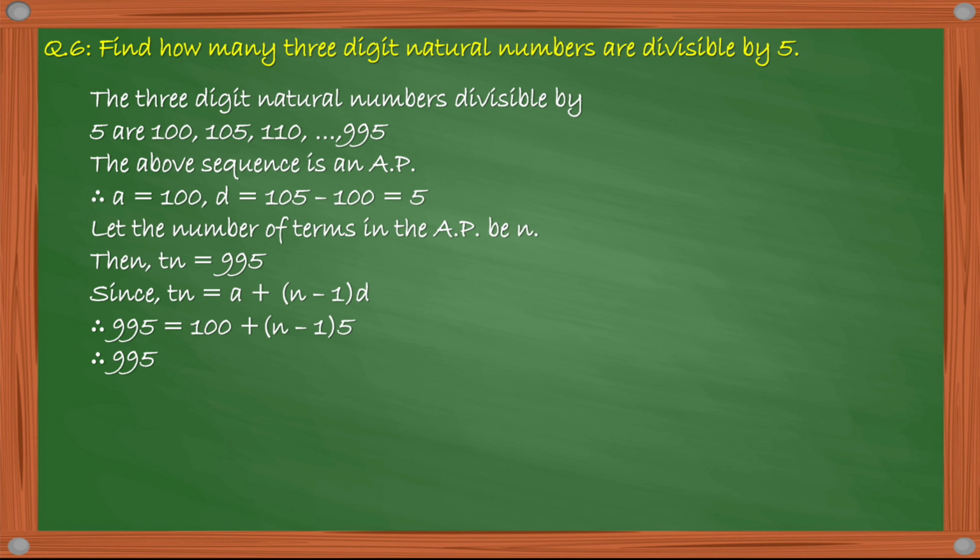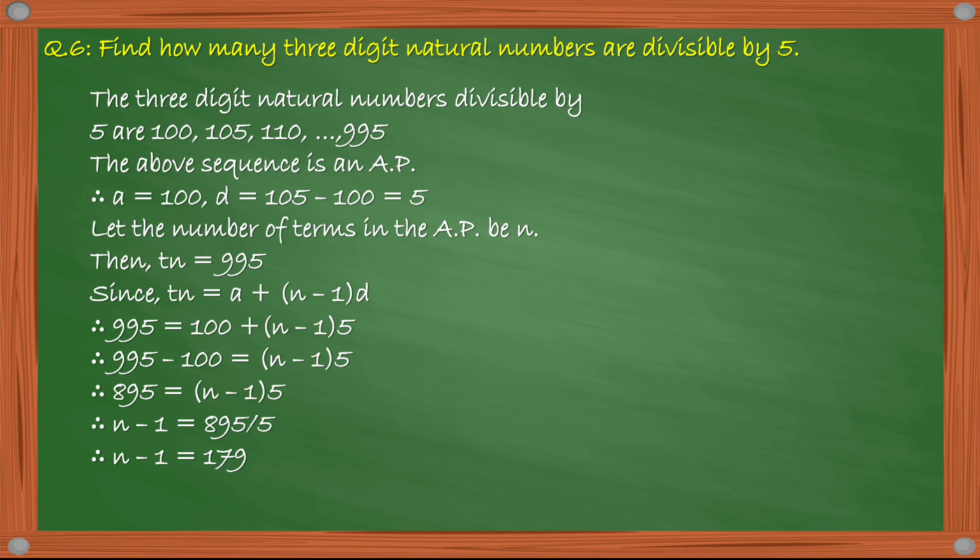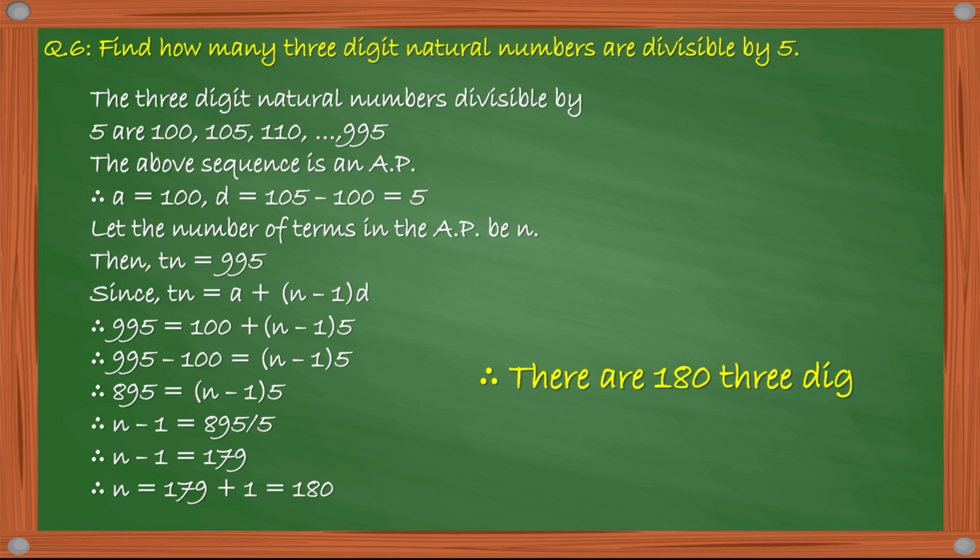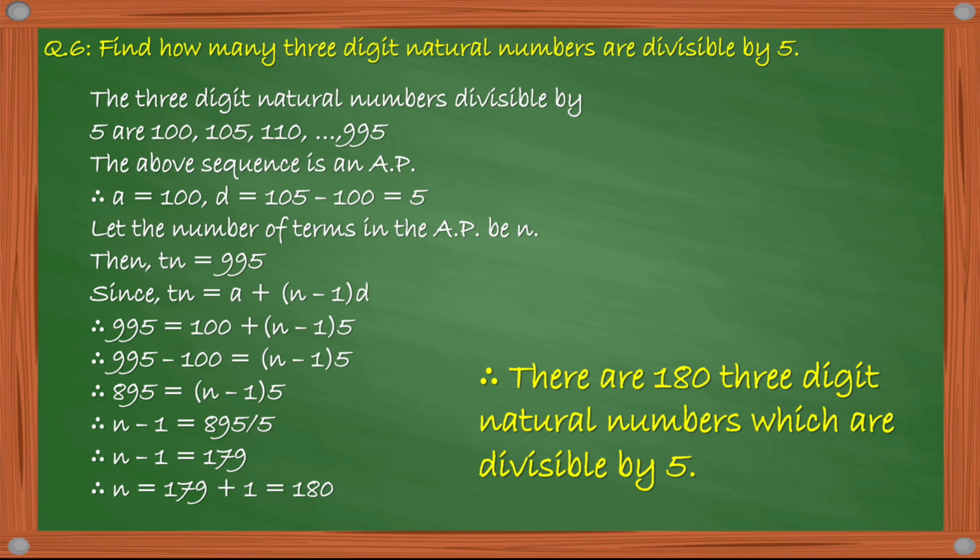So we'll take 100 to that side. It will become minus. So it will be 895 equal to n minus 1 in a bracket, multiplied by 5. As 5 is in multiplication, it will go to division. So n minus 1 is equal to 895 divided by 5. When you divide it, you will get 179. Therefore, n is equal to 179 plus 1 equals 180. Which means there are 180 three-digit natural numbers which are divisible by 5.